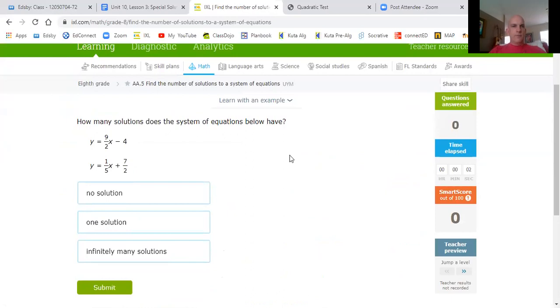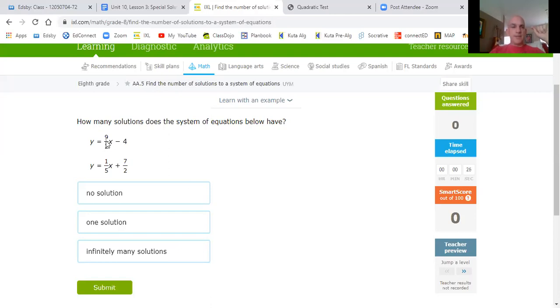All right, so all of these are going to be the same type of problem. They'll give you two equations, usually in slope-intercept form, and then those three options: no solution, one solution, or infinitely many solutions. As you do this, ask yourself one question first, and then if your answer to that is yes, ask yourself a second question. So first question: are the slopes the same?